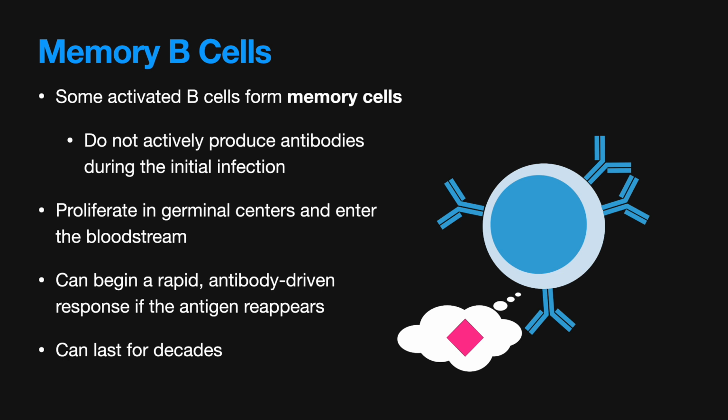Some of the activated B cells are going to form memory cells. These cells do not produce antibodies during the initial infection, but instead proliferate within the germinal centers and enter the bloodstream. The purpose of these cells is to begin a rapid, antibody-driven response if that antigen reappears. These memory B cells can last for decades within the bloodstream and are the basis for vaccination.